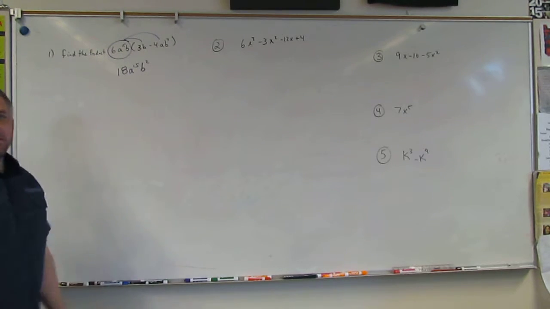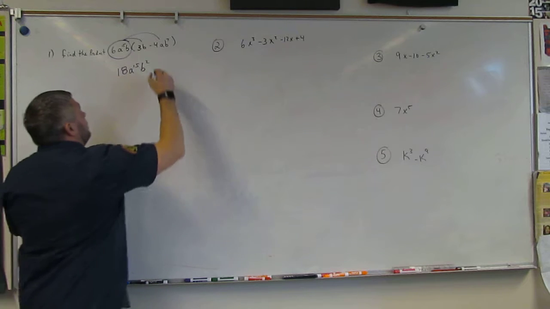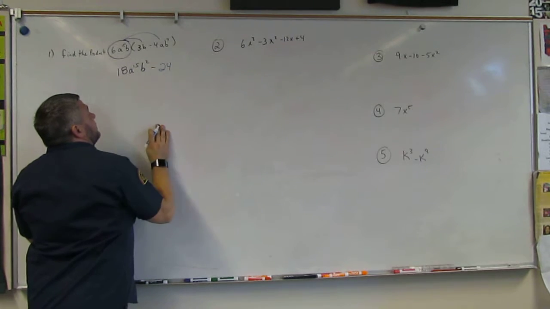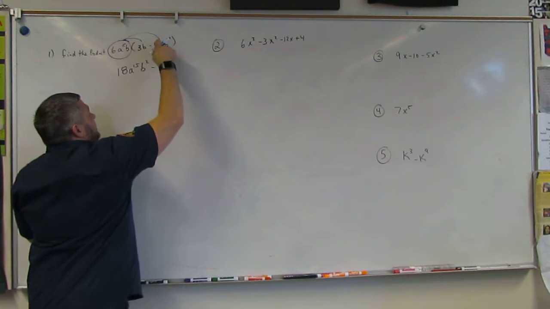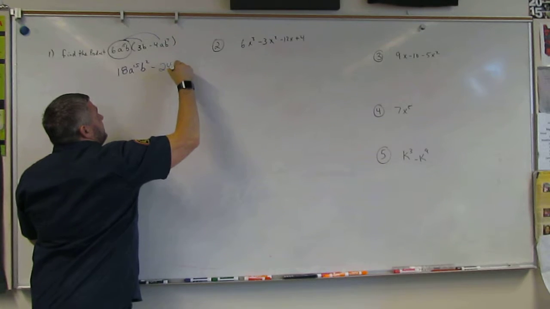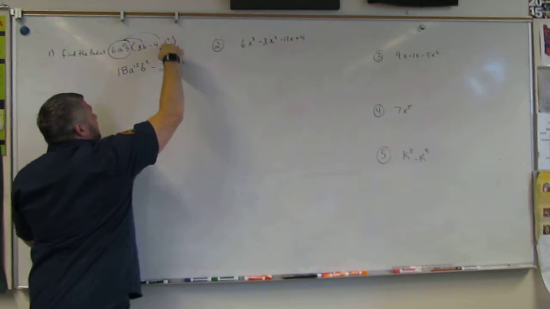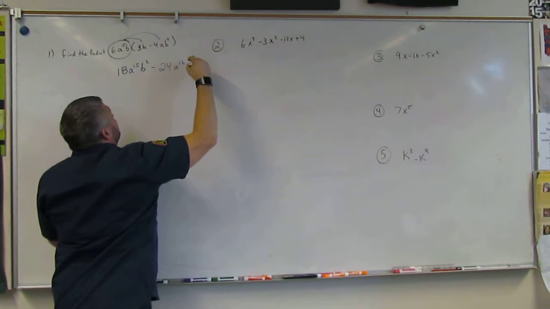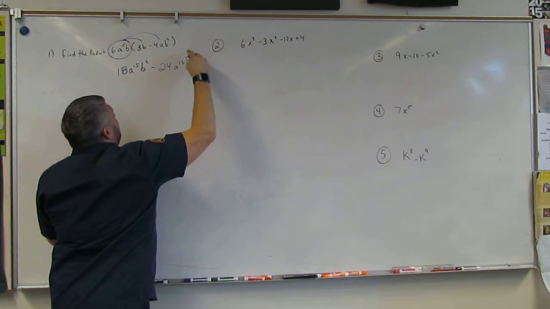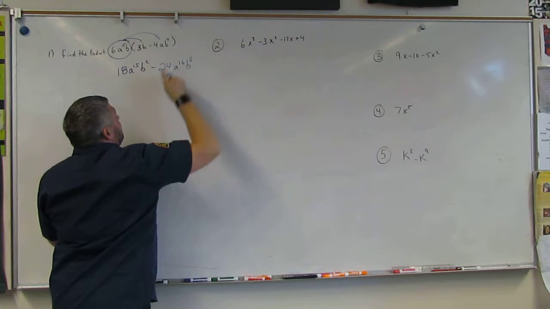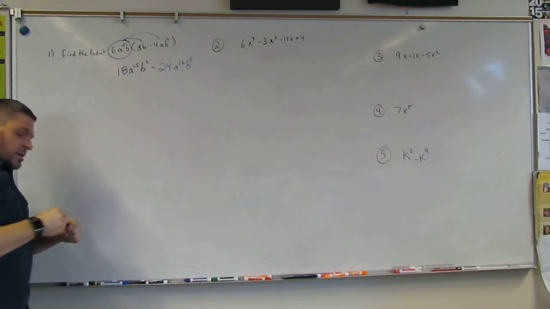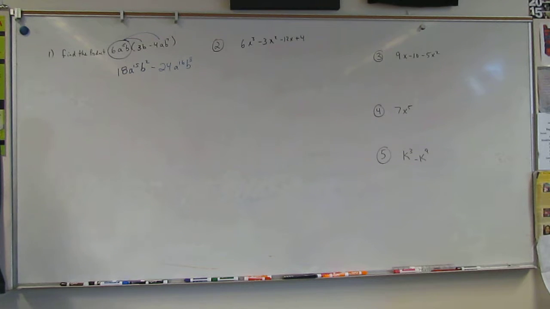6 times negative 4 would be negative 24, right? A to the 15 times A to the 1 is A to the 16. B times B to the 7 is B to the 8. Okay? Now, label this. I want you to name it.